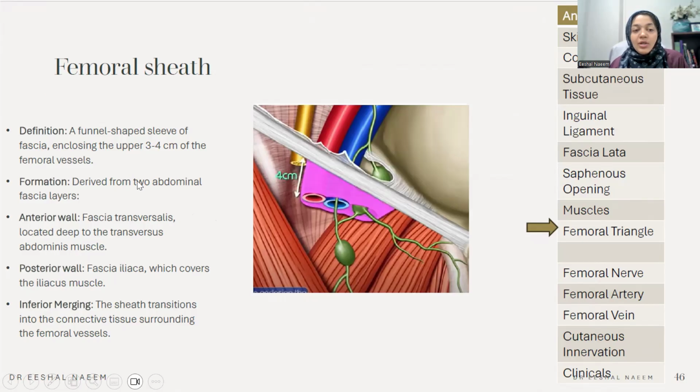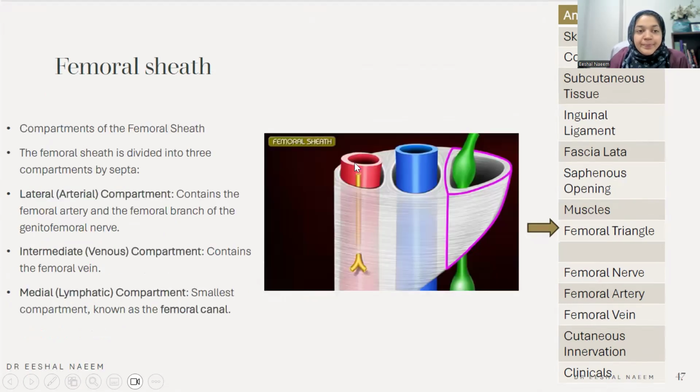So these two layers merge. There's an inferior merging, and this sheath transitions into connective tissue surrounding the femoral vessels. Here you can see that this is the femoral canal. This pink area denotes your femoral canal. This is the femoral artery, this is the femoral vein, and outside the sheath lies the femoral nerve. And these are the lymphatics, specially enclosed into lacunar septa.